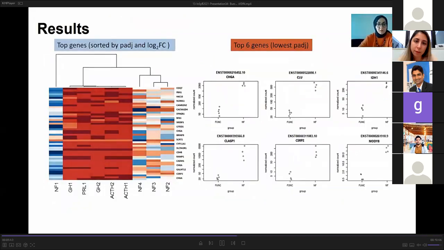When we look at the results, the heat map showed top genes sorted by their adjusted p-values and log FC values. It can be seen that these genes can divide samples into two groups as functioning and non-functioning samples. The bubble plot on the right side represents the 6 genes with the lowest p-values, and each of them can also cluster functioning and non-functioning tumor samples.